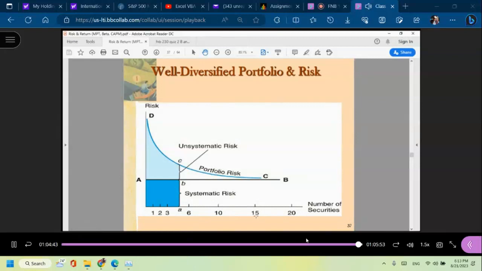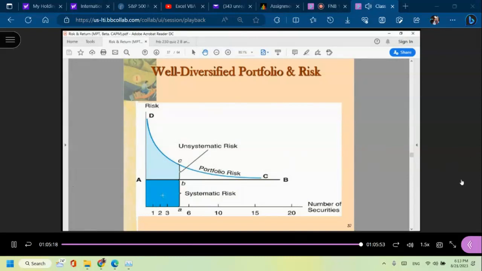The more assets you have in your portfolio, about 15 to 20, then the total risk drops drastically. But what drops is the unsystematic risk part. Unsystematic risk comes almost to zero, but it never reaches zero. It's called asymptotically zero. Asymptotic means it's approaching the axis, but never touches the axis.